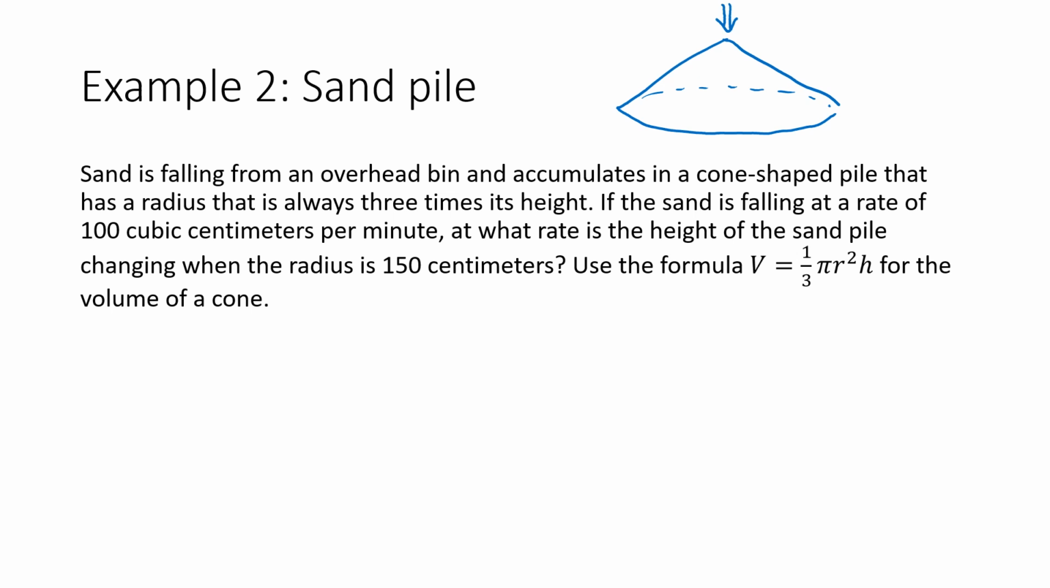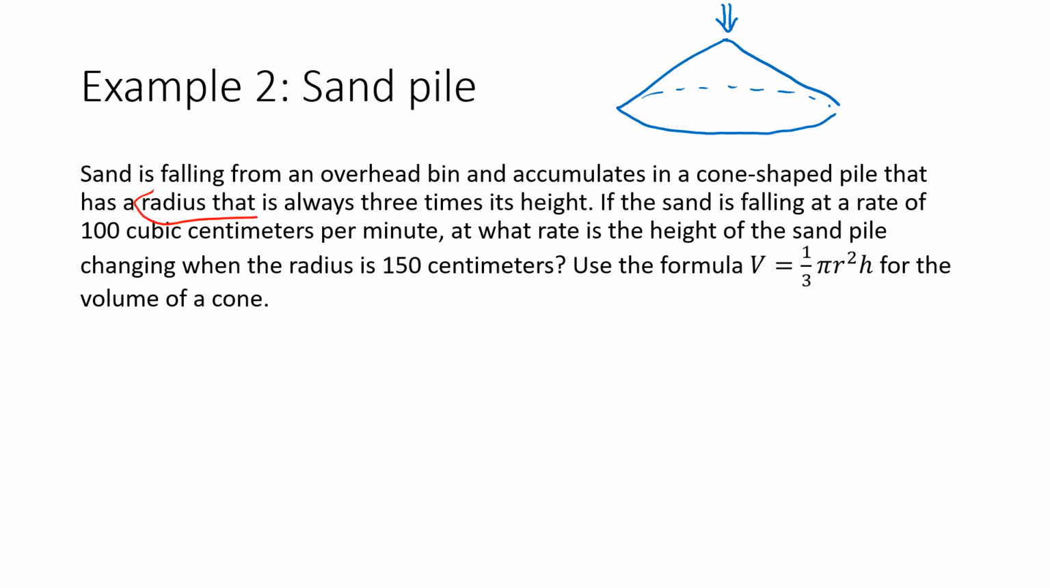And then we're going to use the formula this time. Instead of having to know the formula for the area of a circle, as we did in the first example, here I'm giving you the formula for the volume of a cone. It happens to be 1/3 pi r squared h. Okay, so what are we being told here? All right, so let's try to identify all the information here.